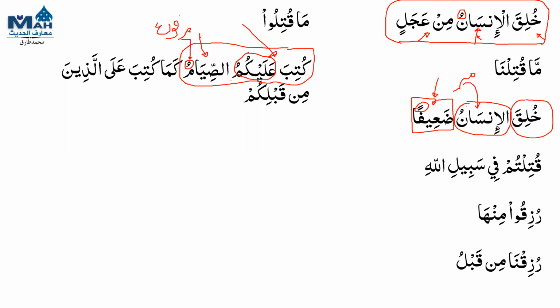What does written mean? It does not mean written by some letters. It means it is made compulsory on you. Kutiba alaykumus siyamu. Prescribed for you. Kama kutiba ala allazina min qablikum. Okay, now here kutiba, the naibul fa'il is huwa, which is reverting back to siyam. Siyamu.